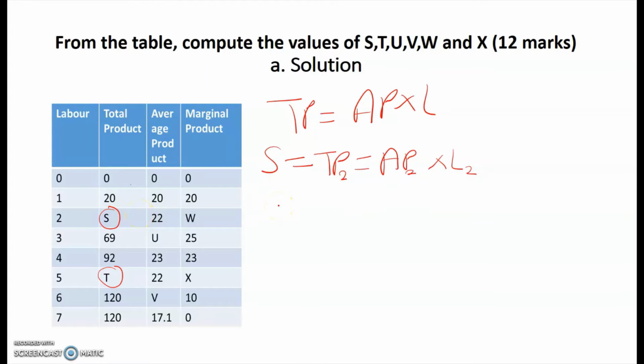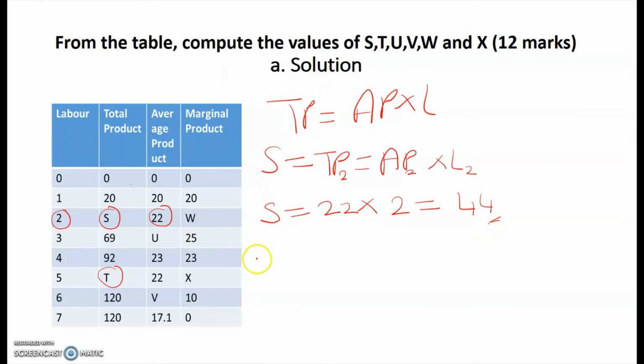Now the average product for the second unit is 22, as you can see on the table, and that of labor is 2. So in solving for S, S is equal to average product, which is 22, times labor for the second unit, which is 2. So our final answer will be 44. This is the final answer.